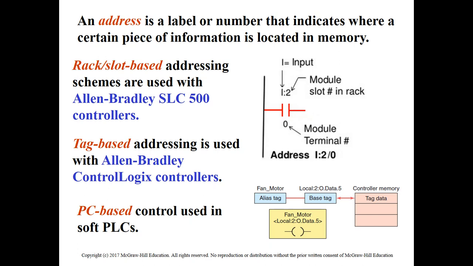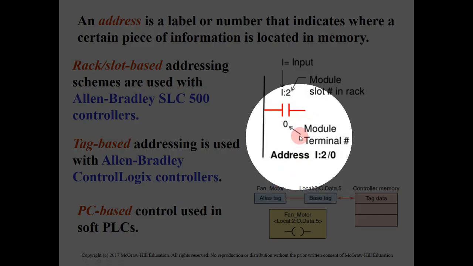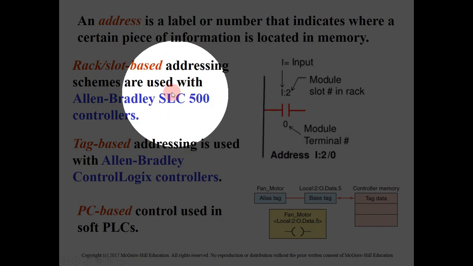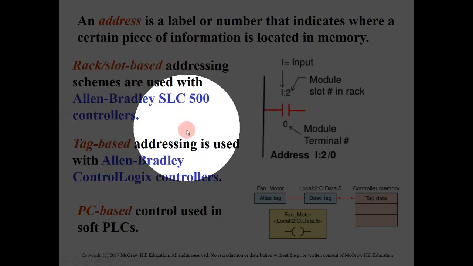The first type we call rack slot based. The rack slot based addressing scheme is used with the Allen Bradley SLC 500 controller. So if you see SLC 500 controllers, you should know that this type of controller usually uses rack slot based addressing. It looks like this: it has the address type, is it input or output, I or O. Then we have the slot number and the terminal number. So this we call rack slot based addressing.